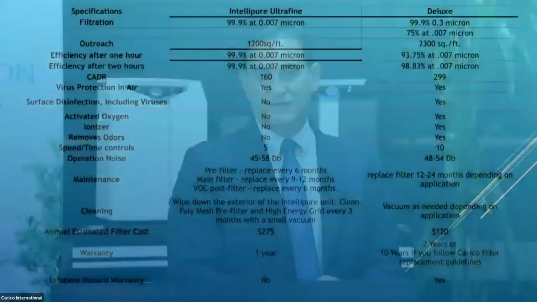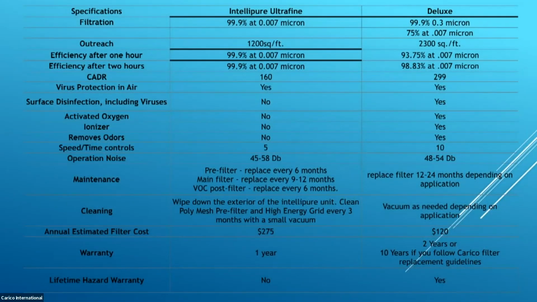Remember, we get it as it comes into the unit, we can capture it, but even if it escapes somehow and gets out, or there's viruses on the surface, remember, we have the ozone. So not only are we going to clean the viruses out of the air, but as the chart shows, we also get the viruses if they're on the surfaces. The IntelliPure unit can't do that. And that's because we have the activated oxygen, they do not.